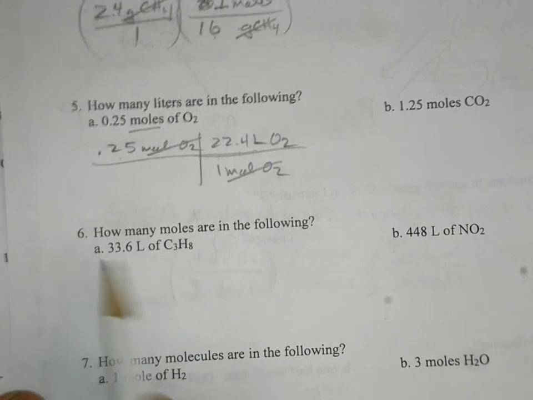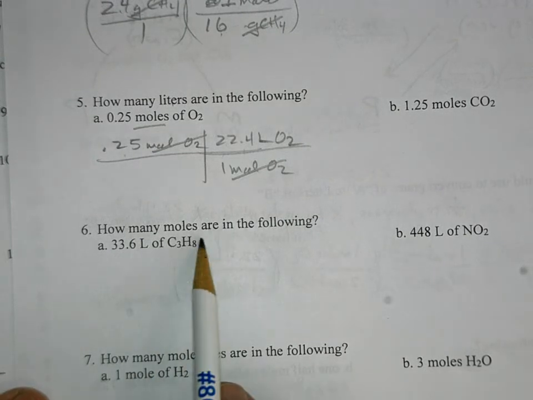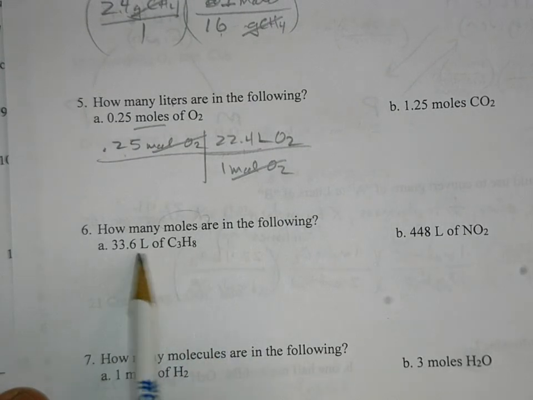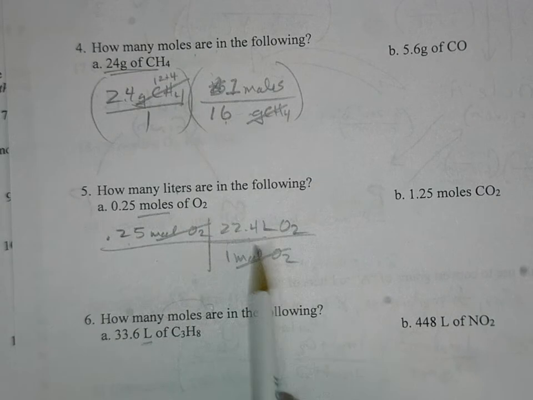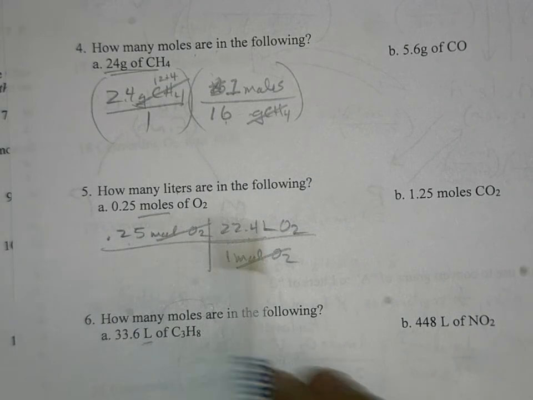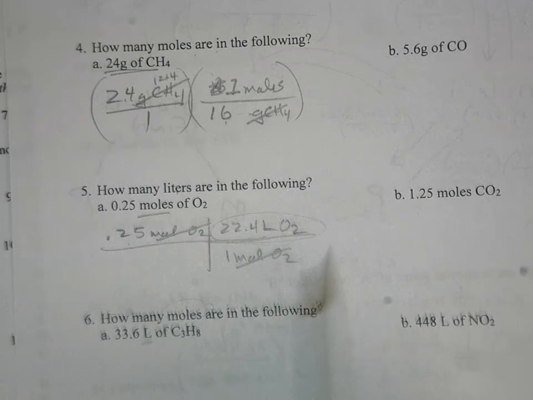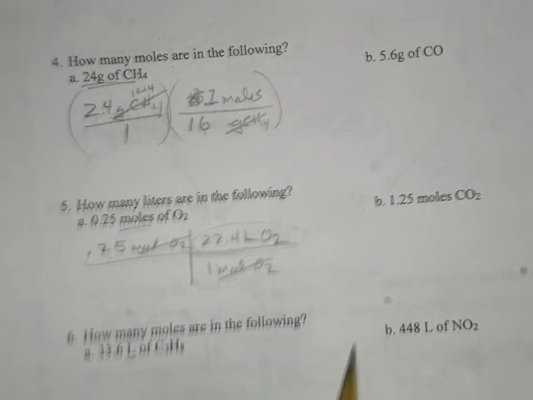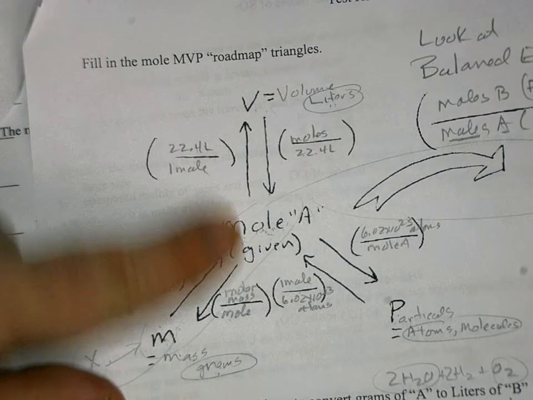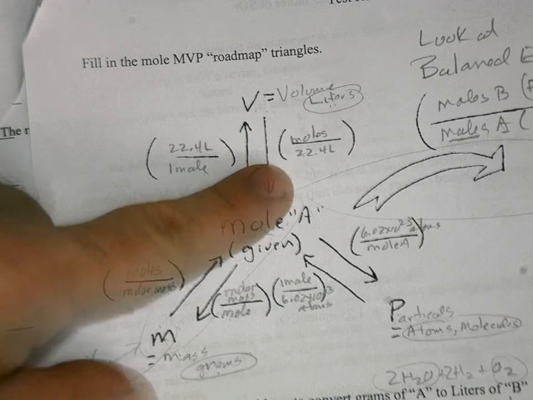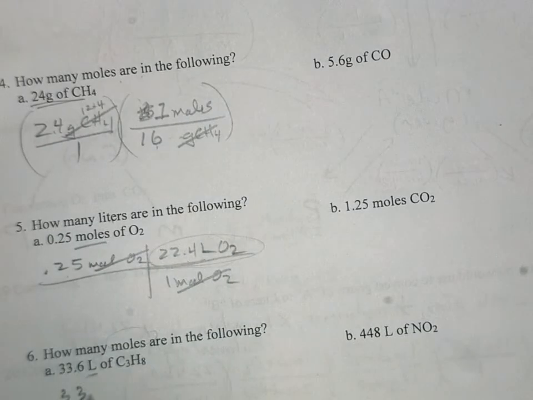Number 6, how many moles are in the following? So we're looking for moles, and we're given liters on these. So we're going to do just the opposite of what we did in the previous problem. In that problem, we were given moles and we wanted liters, so we had to multiply by 22.4. This time, we're going to divide by that, because when we're up here at volume, if we want to come down to moles, we need to divide by 22.4 liters per mole. So you've got 33.6 liters.